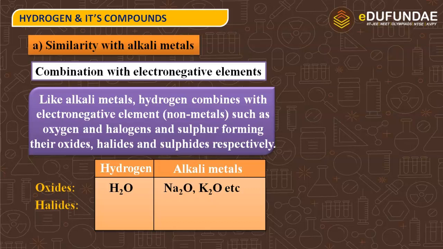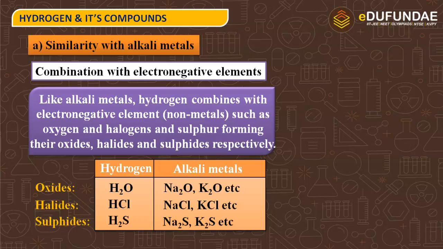And next we are having our halides, जो हाइड्रोजन के halides हैं, and one of those halides is hydrogen chloride, HCl. And alkali metal halides are sodium chloride, potassium chloride, etc. Next is sulfides. हाइड्रोजन का सल्फाइड है H2S, that is hydrogen sulfide, and alkali metal sulfides are sodium sulfide, potassium sulfide, etc.